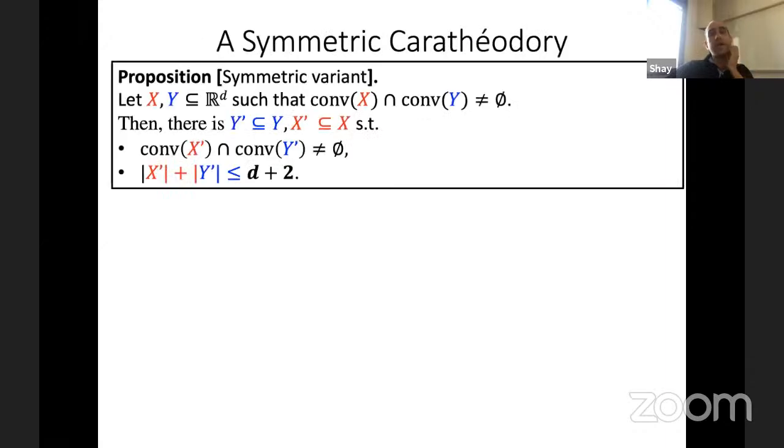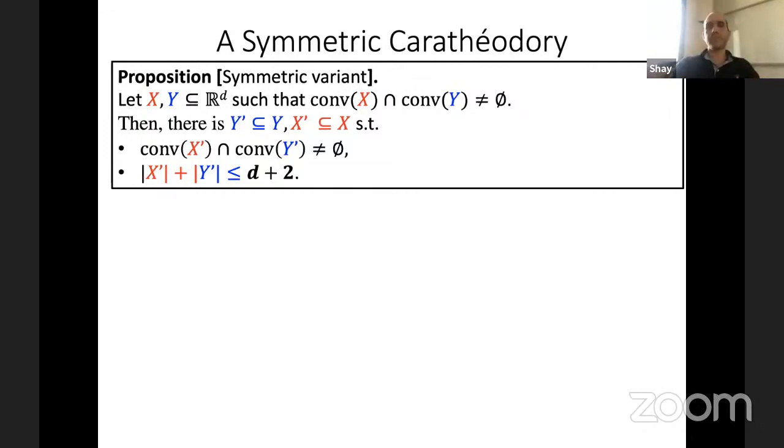And here is one symmetric variant which arises in this communication world, which we proved. It's not complicated, but I think it's an elegant variation. The proof is essentially the same. So what is the symmetric variant? Assume now we have two sets. Instead of a point in the set, we have two sets, X and Y, whose convex hulls are disjoint, that cannot be separated... I'm sorry, I mean they cannot be separated.